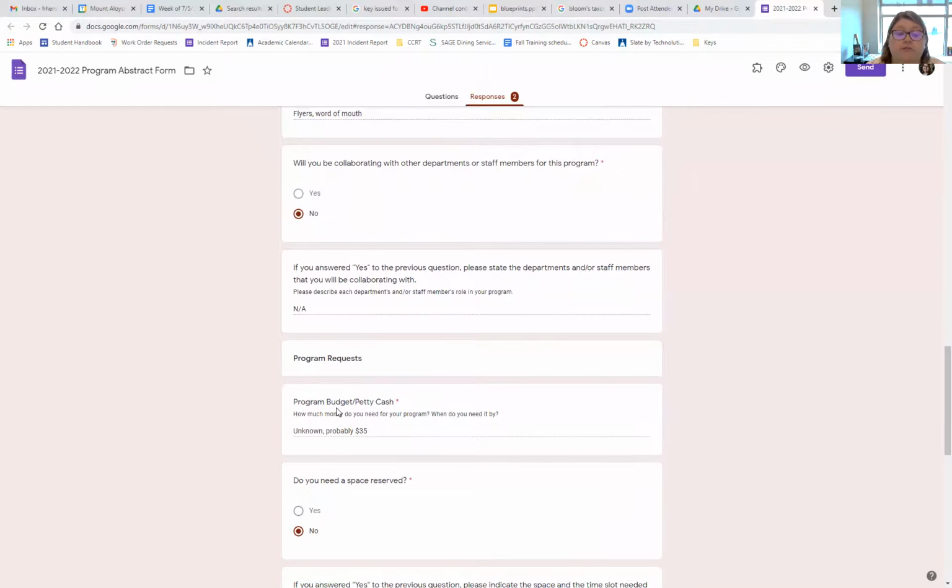In terms of collaborating with other departments or staff members, the reason that this could be an issue is I was specifically talking about stressors and dealing with mental health. So that's the sort of program that it would be extremely beneficial to bring in a department such as counseling on.